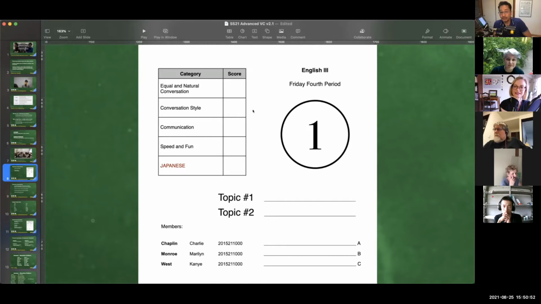Anyway, conversation style, okay? 3 words: smile, voice, eyes. You've got to smile when you speak. You've got to make sure that your voice enters my ears. And then you've got to look at each other. You don't stare at each other, but you've got to be able to make the same kind of eye contact that at least you do in your native language.